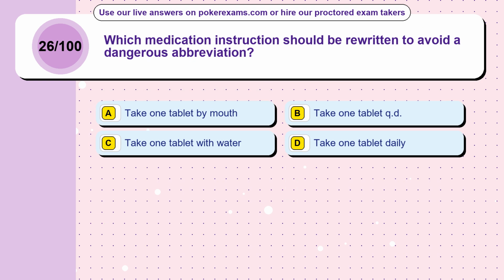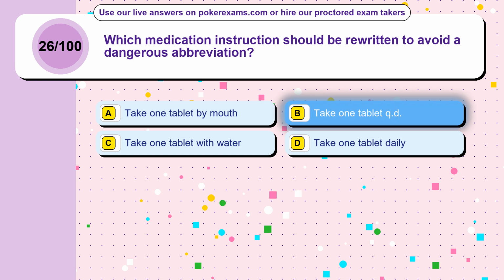Question 26. Which medication instruction should be rewritten to avoid a dangerous abbreviation? Option A. Take 1 tablet by mouth. Option B. Take 1 tablet QD. Option C. Take 1 tablet with water. Option D. Take 1 tablet daily. The correct answer is option B.